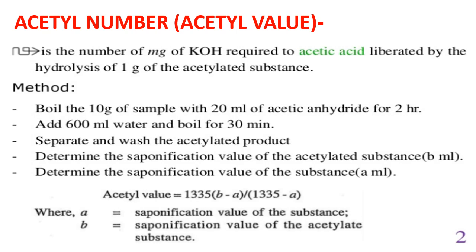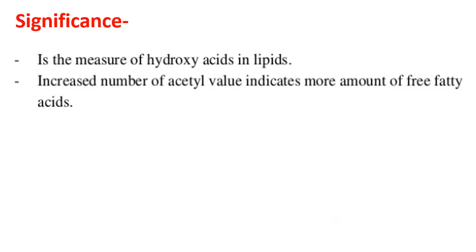Then determine the saponification value of the acetylated substance, which is denoted by B, and then determine the saponification value of the substance, which is denoted by A. The formula for acetyl value is 1335 (B minus A) upon 1335 minus A, where A is the saponification value of the substance and B is the saponification value of the acetylated substance. Significance of acetyl number: it is the measure of hydroxy acid in lipid, and an increased acetyl value indicates a greater amount of free fatty acid.